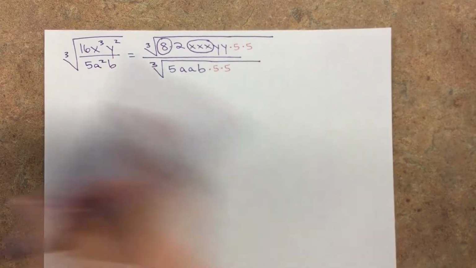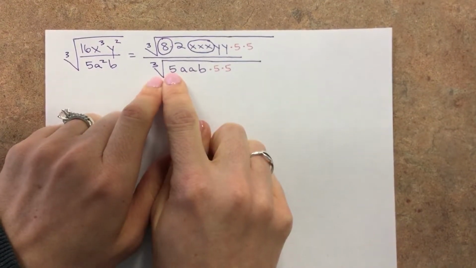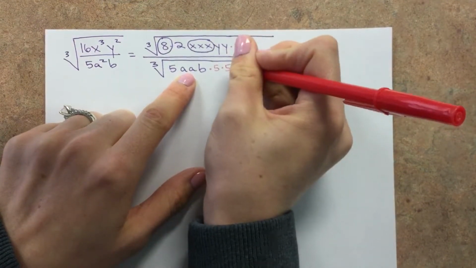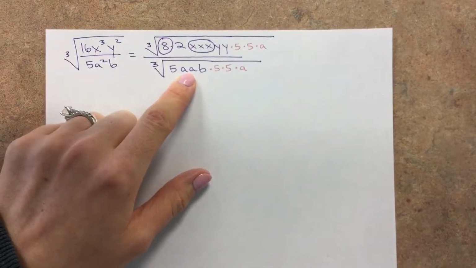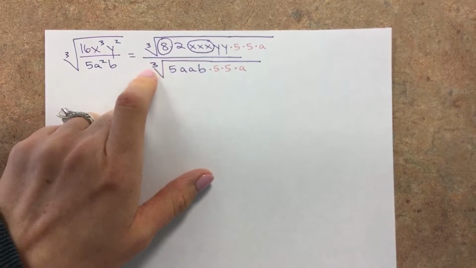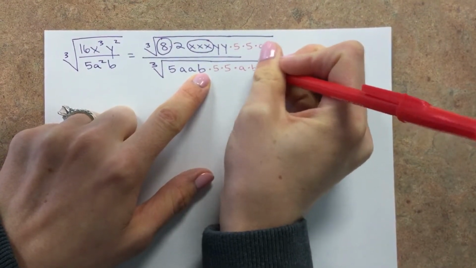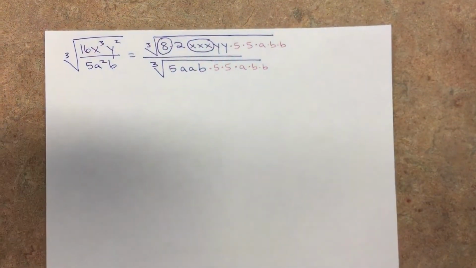I have a bunch more stuff under here. A's. I have 2 right now. I need 3 in order for it to break out of my radical. So if I have 2 right now, I need to add a third, which means I also need to add a third into the numerator. And then for B's, I only have 1 right now. I have to have 3 so that I can get out of the radical. So if I only have 1, that means I need to add 2 more so that I have a grand total of 3. And I'll do the exact same thing in the numerator.